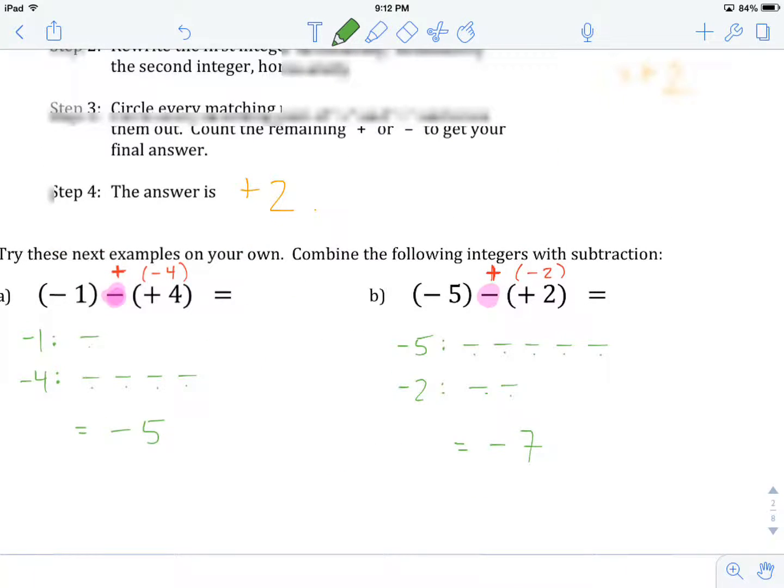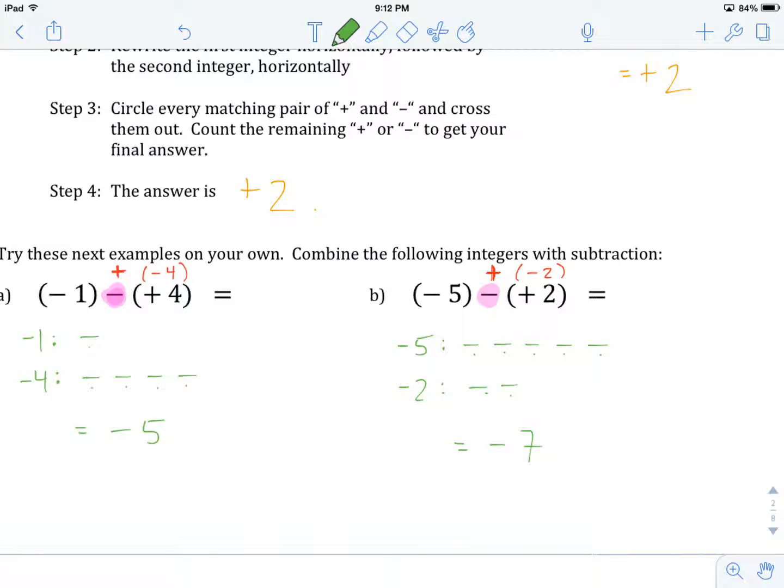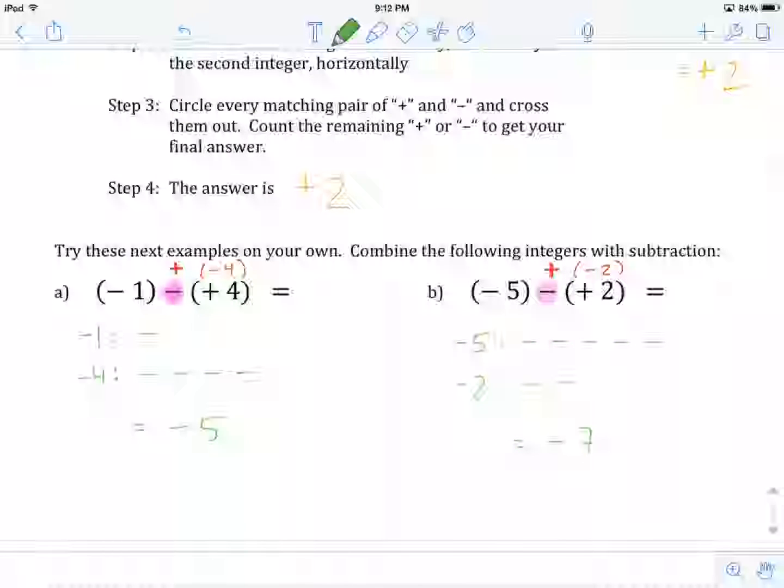And this is how we combine integers using subtraction. We change the subtraction to addition, and as a part of that, we change the sign of the integer after it to its opposite. So that's how we combine integers with subtraction. Hopefully it's feeling good now and you can head off and conquer the worksheet.